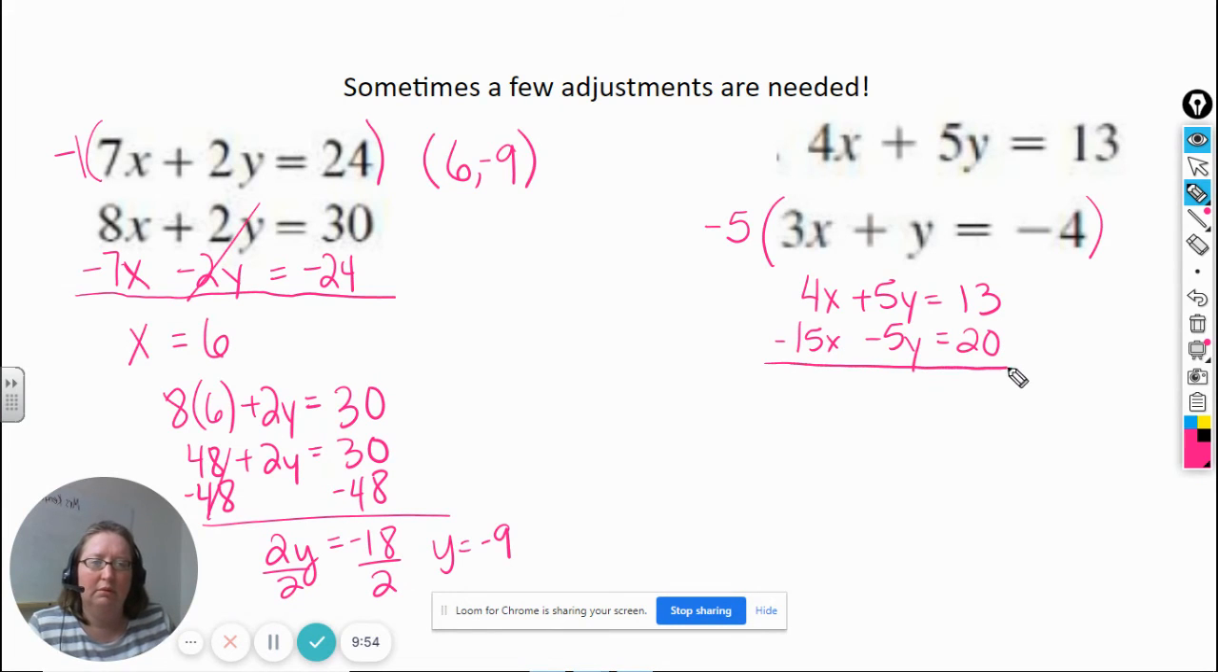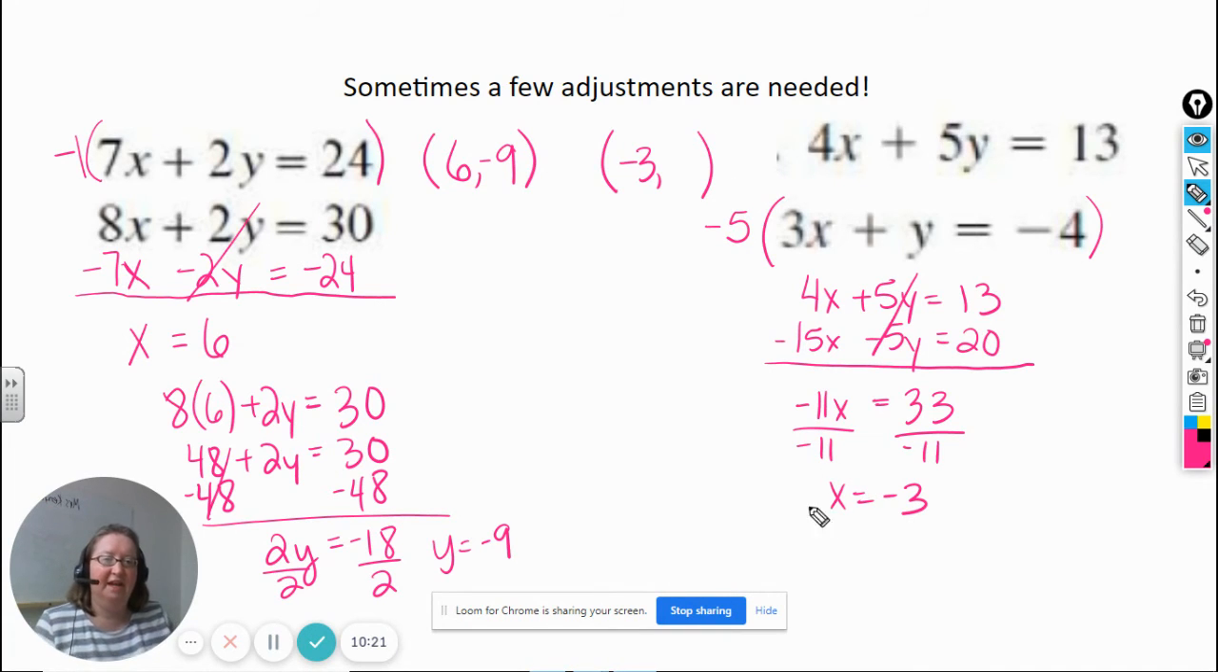Okay, when I combine these together, I'm going to get negative 11x. Those cancel, yay, because I can only solve for one variable at a time. And then I get 33, divide by negative 11, divide by negative 11. X is equal to negative 3. Great, I'm halfway done. I got my x value. Now take that and plug it back in.